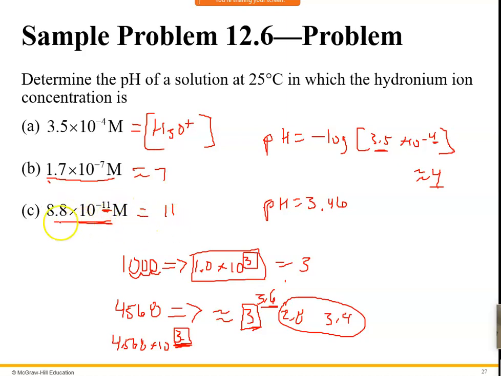Now this 8.8 will change it a little bit. I believe the higher this value is, this will go higher. But let's just double check it. So if you take the negative log, so 7.